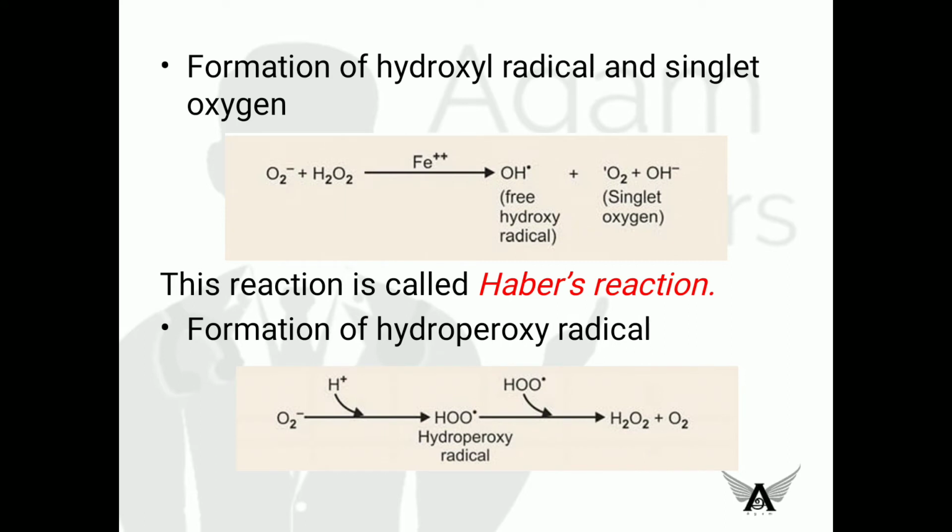Next, moving on to the formation of hydroxyl radical and singlet oxygen. This formed hydrogen peroxide reacts with superoxide anion in the presence of ferrous ion to form free hydroxyl radical and a singlet oxygen. And this is a named reaction and it is called Haber's reaction.